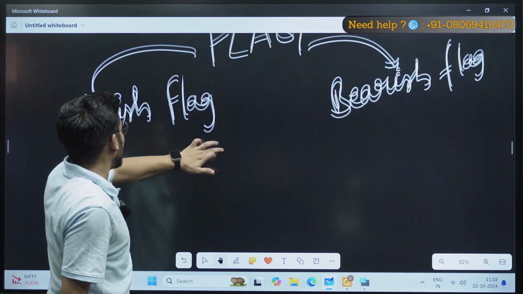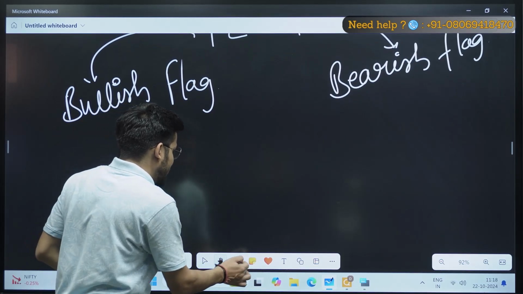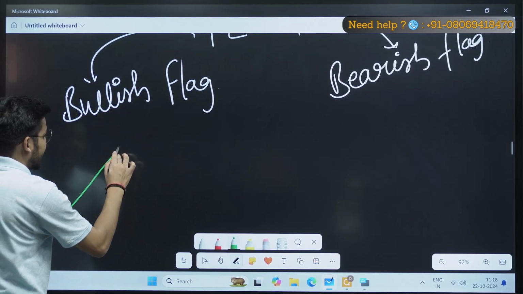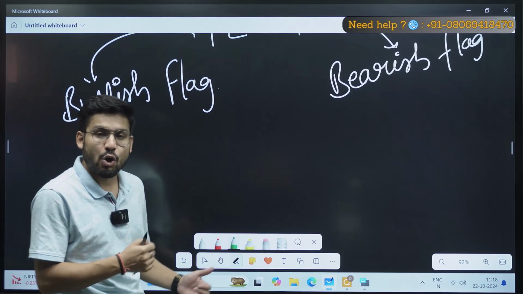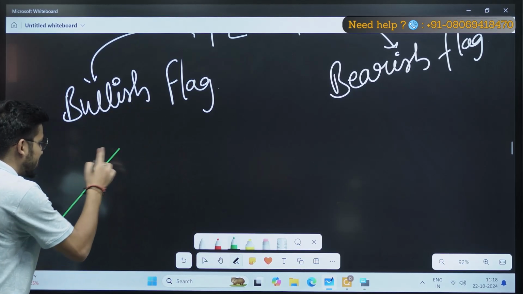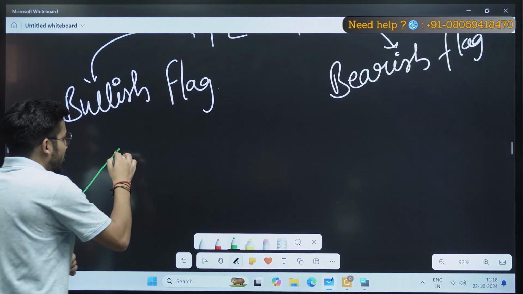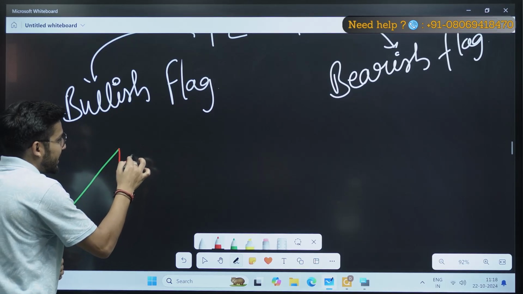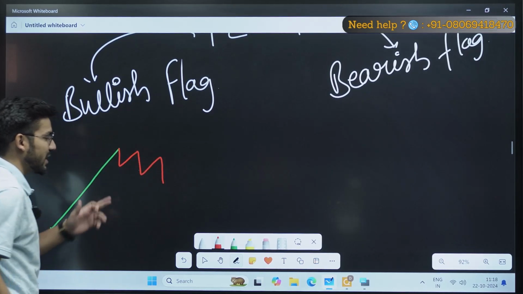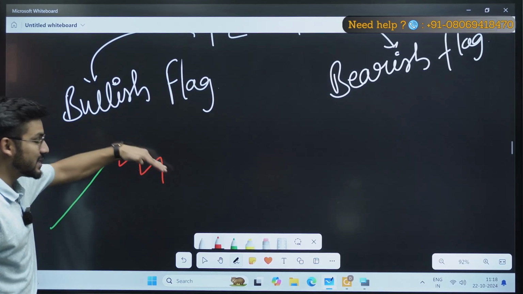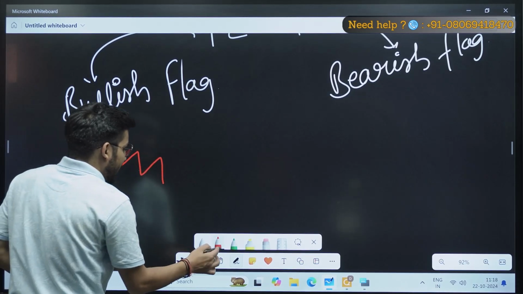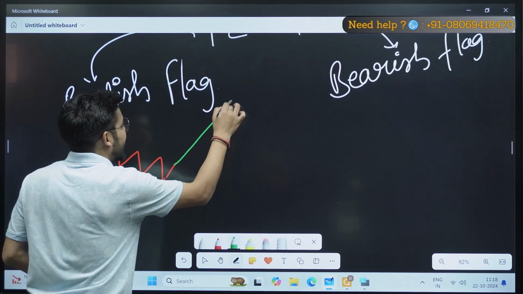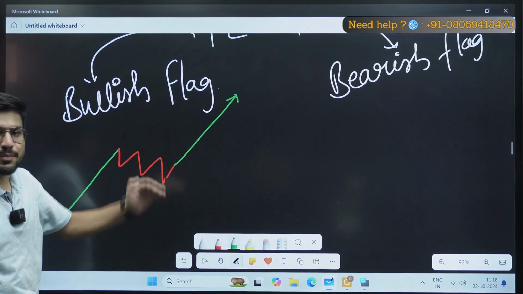So when I'm talking about a bullish flag, how will it look? First of all, there will be an increase in the price, or you can say there is already a bullish movement in the market. After this bullish movement, you can see there is a downward movement, but this downward movement is not that strong. It is something like this. After this downward movement, there will be a breakout, and that breakout will increase the price, right?